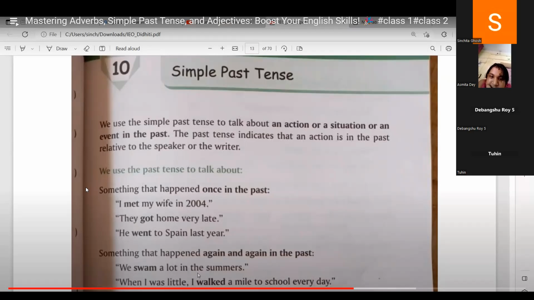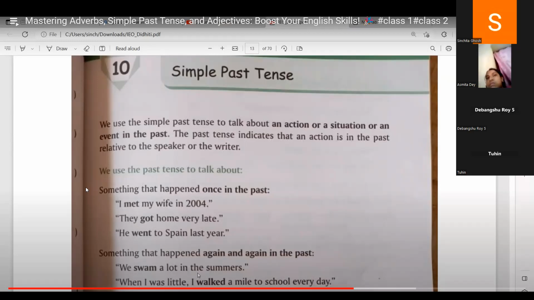Very good. Excellent, Tuhin. So, what do we use past tense for? We use past tense to talk about things that have already happened in the past. I met my wife in 2004. Like I told that I met Ashmita first in 2020. Similarly, someone met his wife in 2004, according to the speaker. And they got home very late, according to the speaker. He went to Spain last year, according to the speaker or the writer.